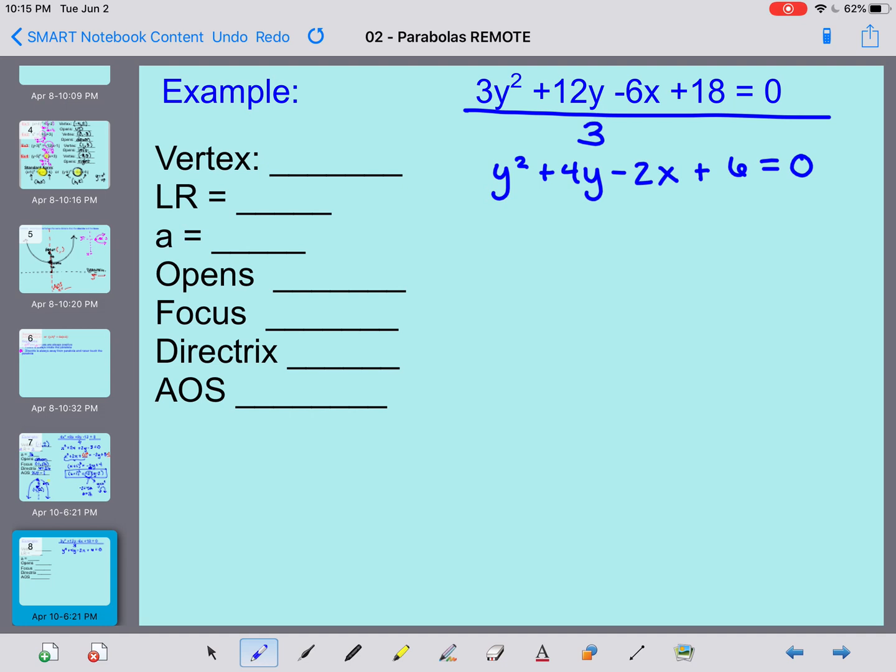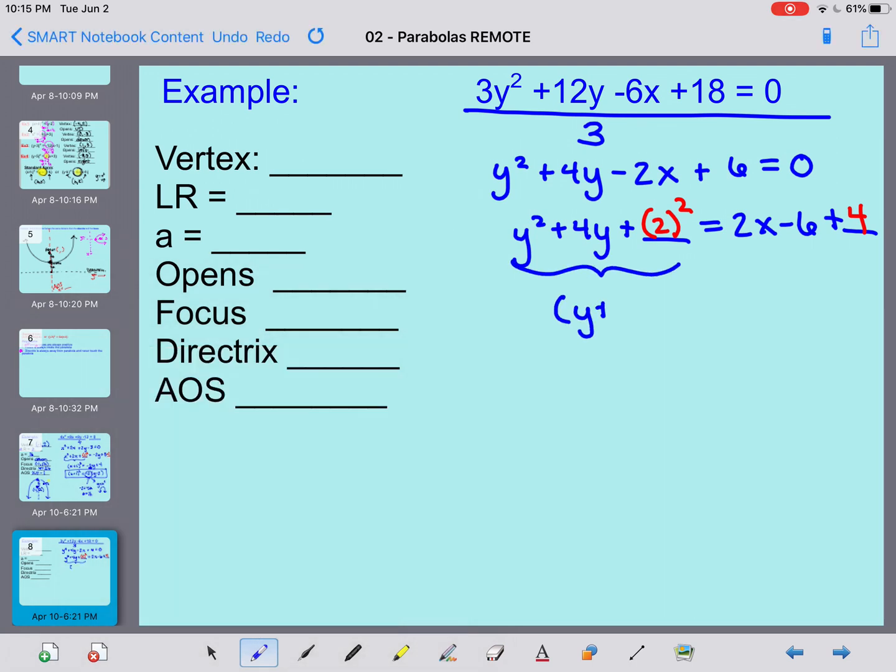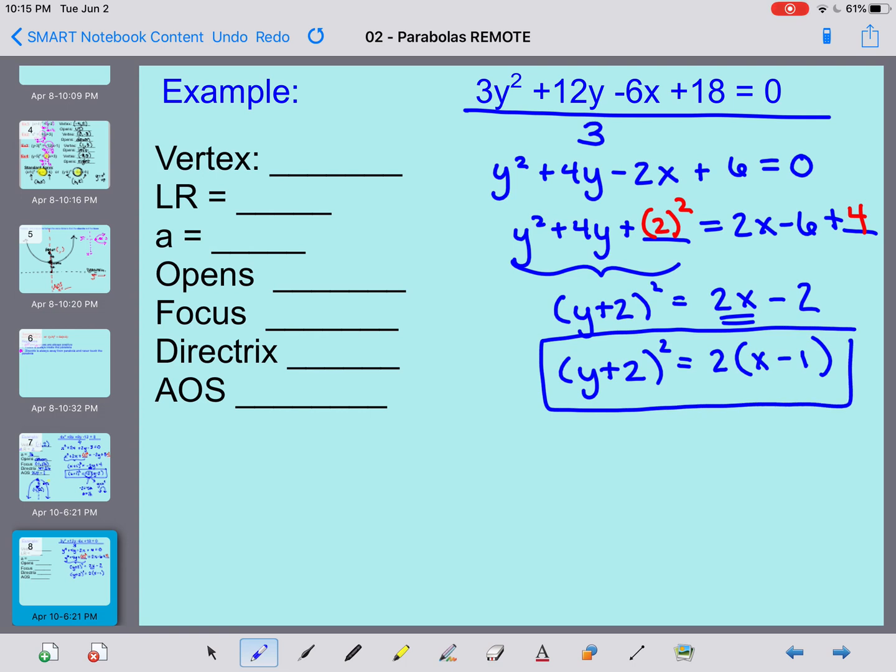So then we're going to keep the squared term on the left-hand side. We're going to move everything else to the other side. I'm going to complete the square. Whatever you add to one side, you have to add to the other. Factor. And then I have to factor out this 2 that's in front of the x. It has to be a 1x inside the parentheses. So here is my standard form.